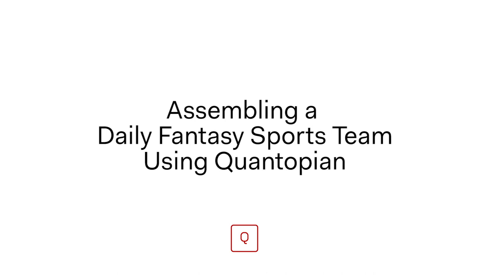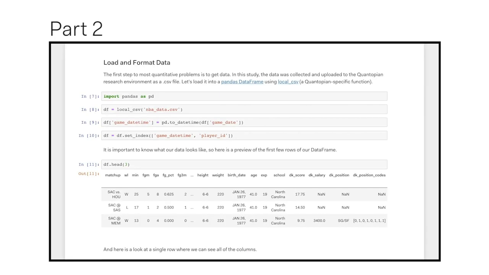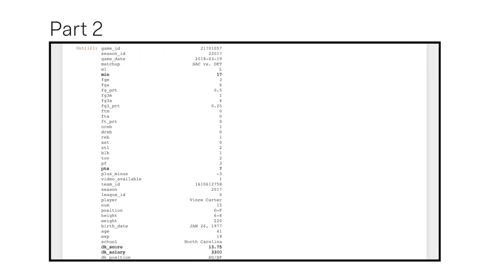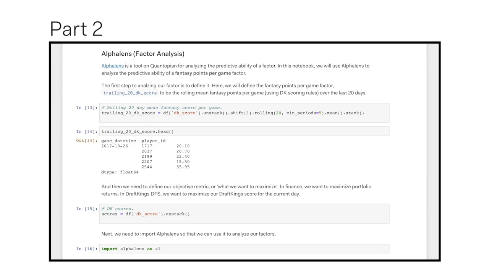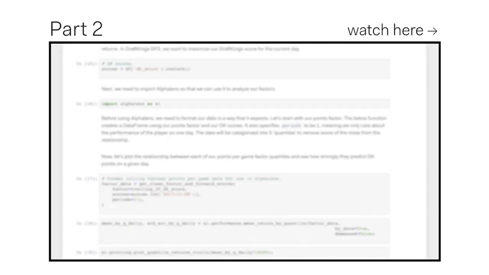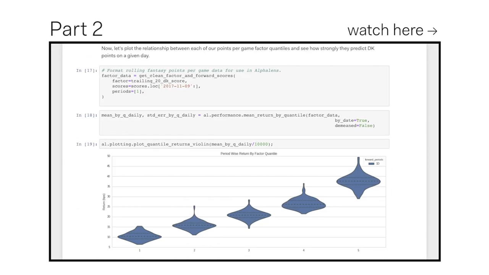Hey everyone, in this video, we will go through the process of assembling a daily fantasy NBA team using portfolio optimization techniques borrowed from quant finance. In the last video, we defined a mean fantasy points per game factor. Using AlphaLens, a tool for analyzing factors in quantitative finance, we found that our factor appeared to be predictive of future performance. If you would like to see the process of creating a factor in detail, check out our last video, linked on screen and in the description below.